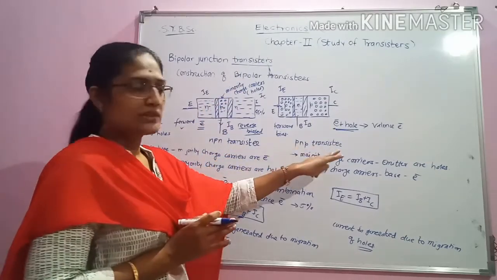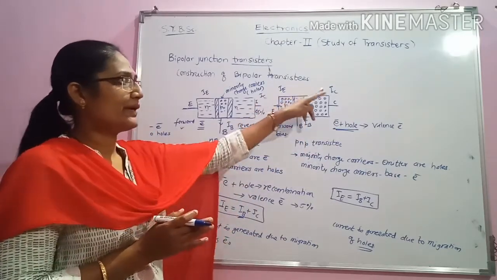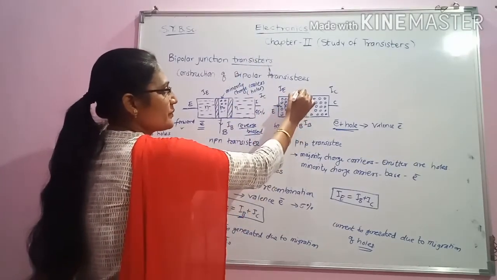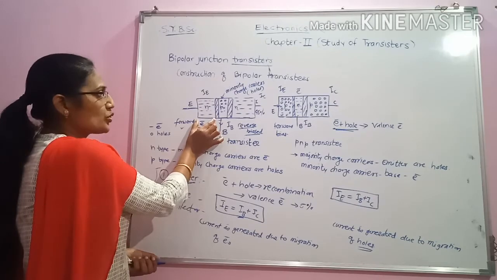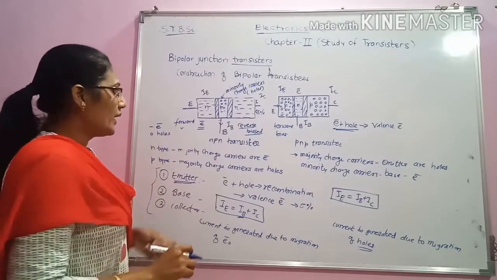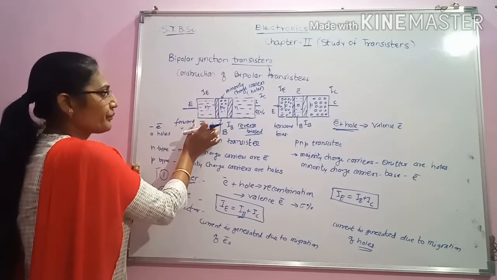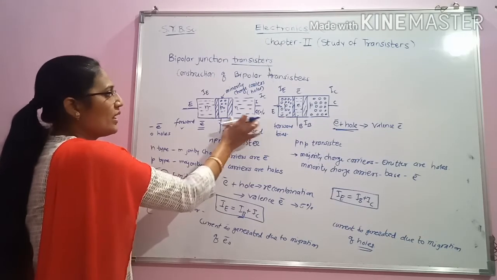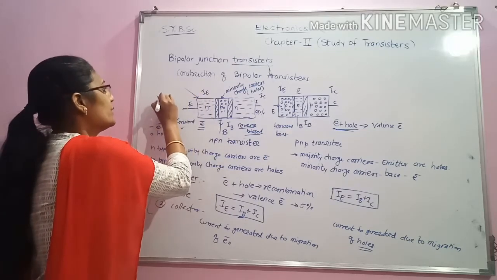In case of PNP transistor also, the size of the base is less as compared to the emitter and collector, and its majority charge carriers are the electrons present in the base. Then this portion is also made up of N-type material. In case of NPN or PNP transistor, the portion which is smaller in size as compared to the collector region is called the emitter, and it is heavily doped. This portion is heavily doped.